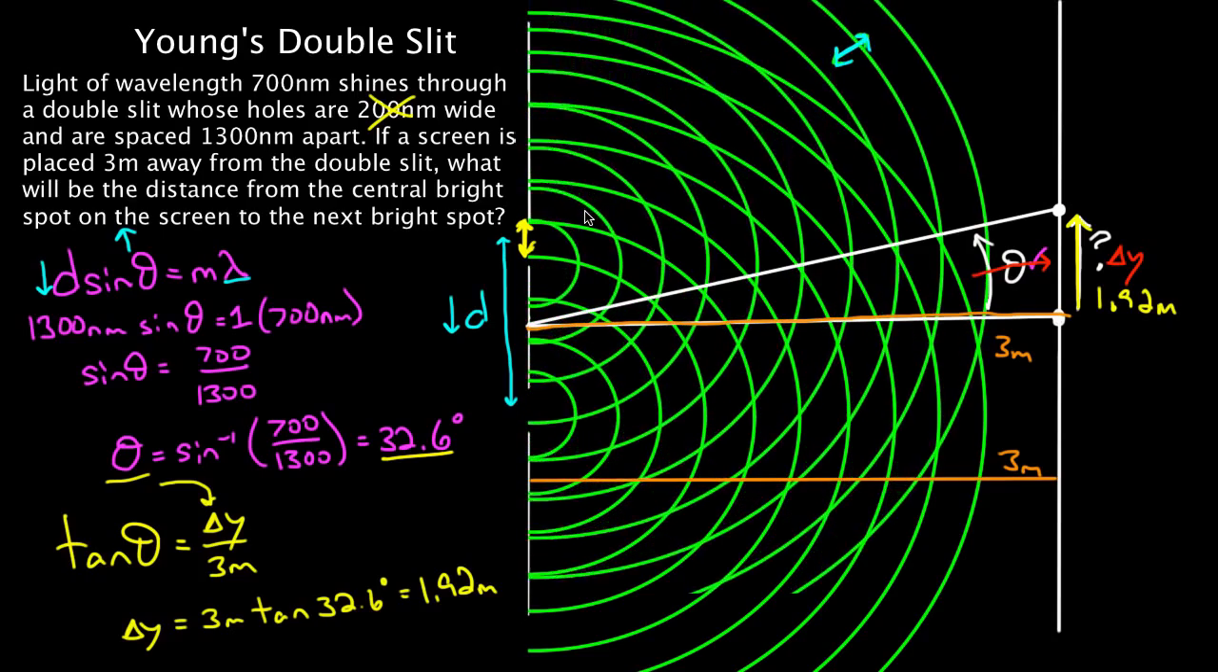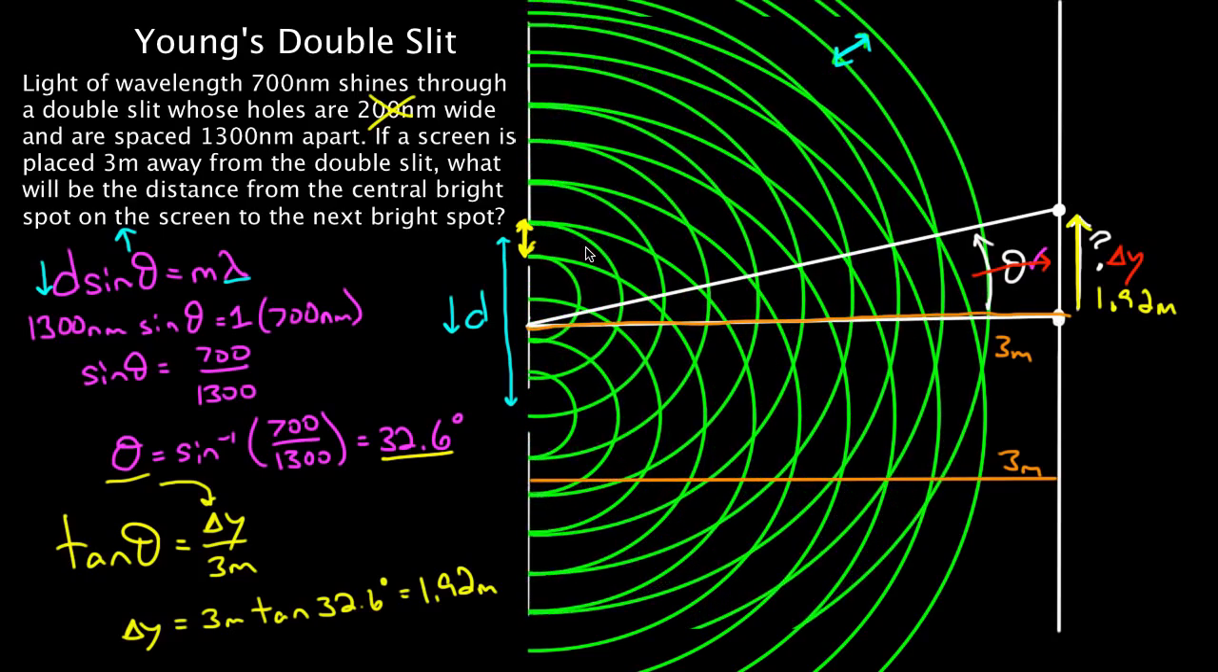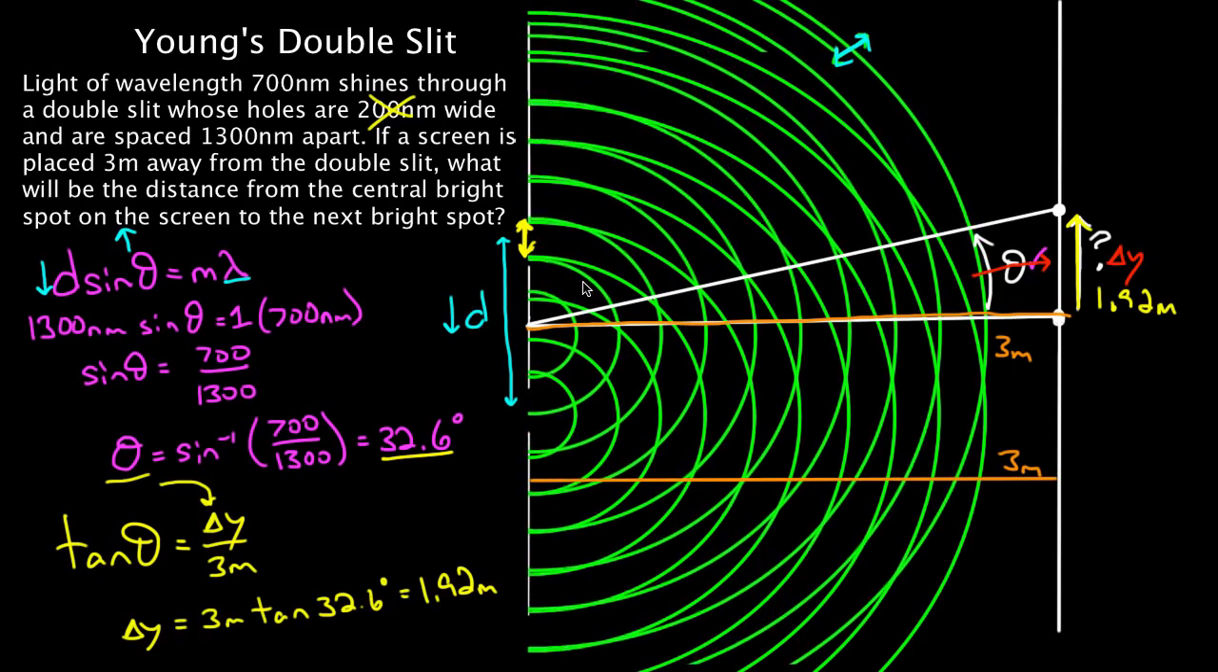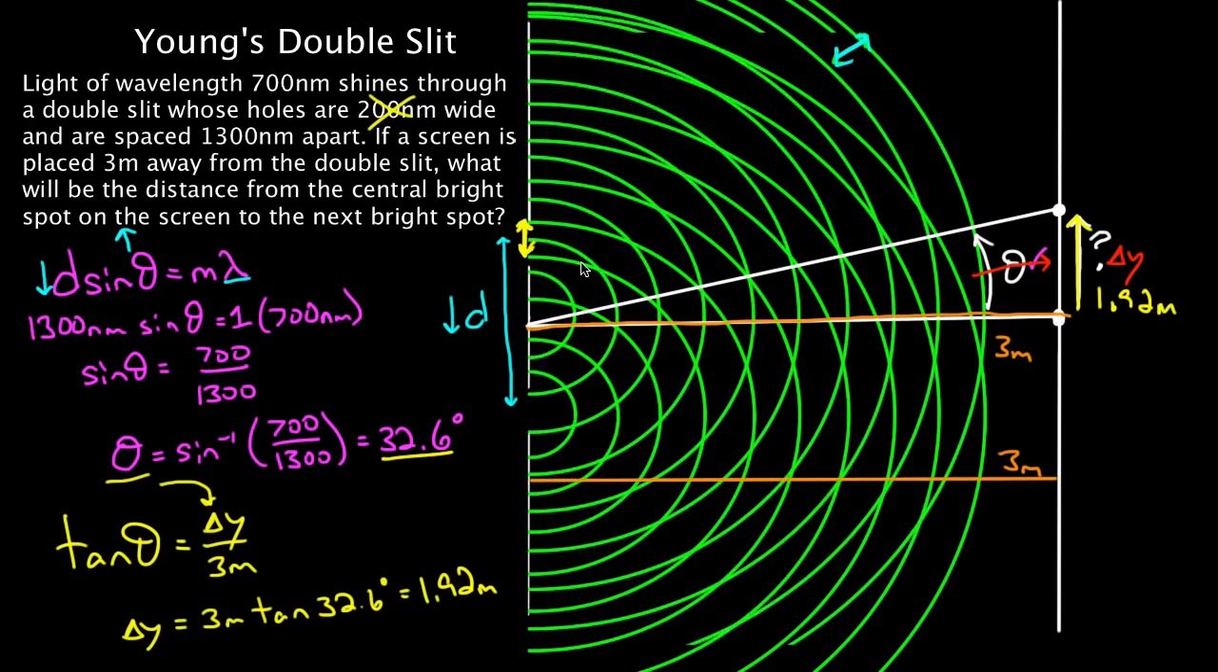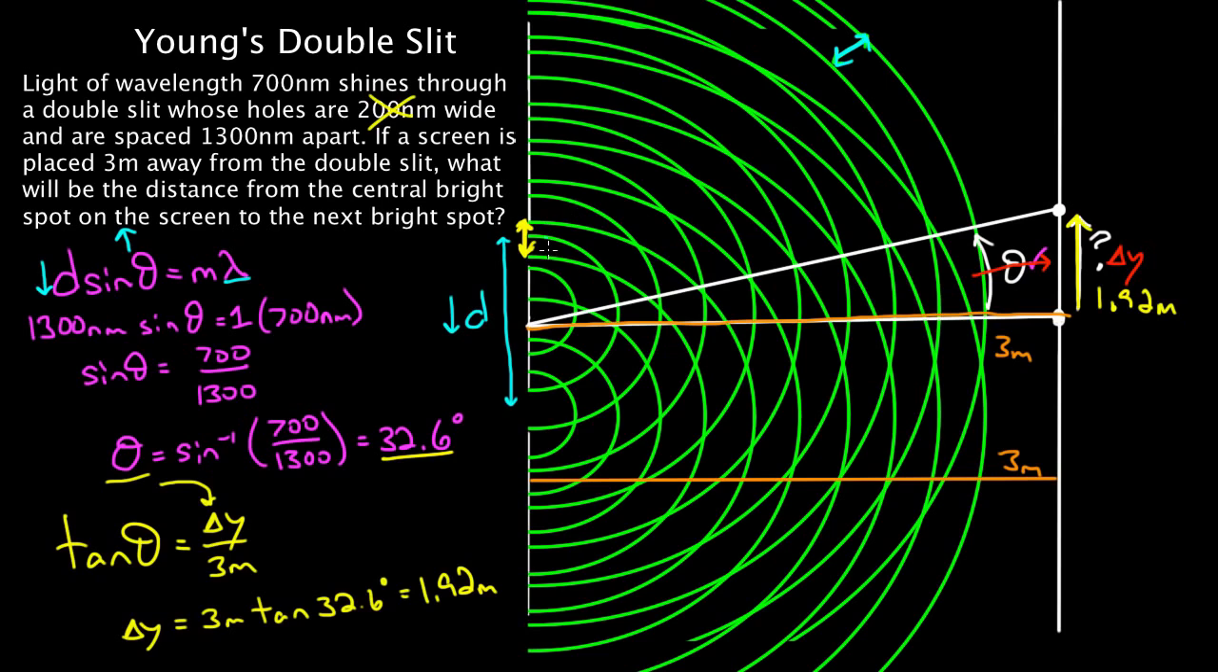They get scrunched together, and as you push the slits closer together, as d gets smaller, these bright spots spread apart. So in other words, if I were to move these slits closer together, you would see these bright spots get farther and farther away from each other on the screen. So that's an application of Young's double slit.